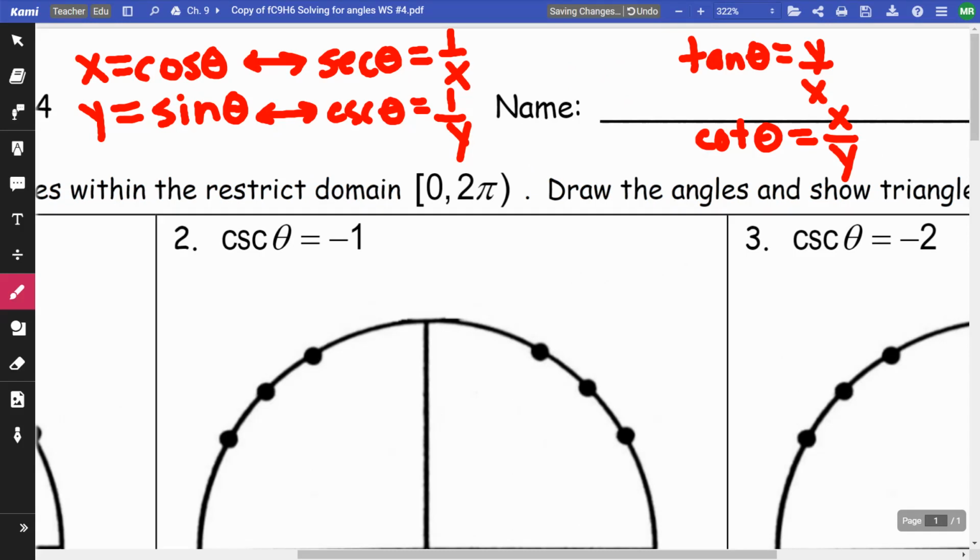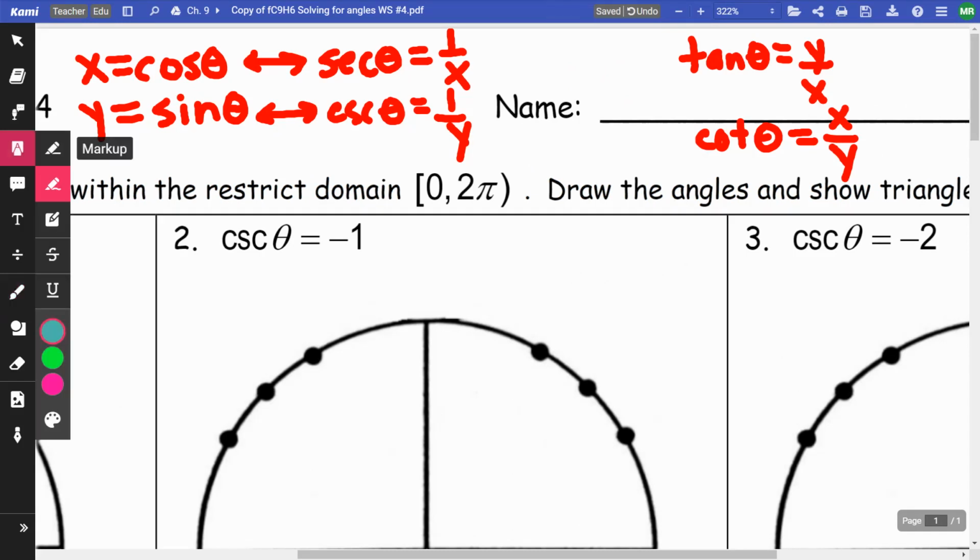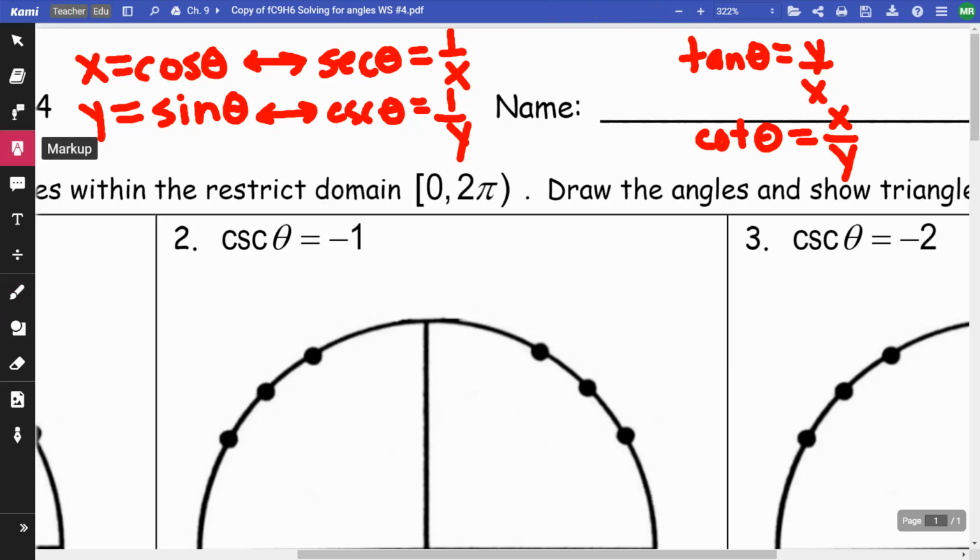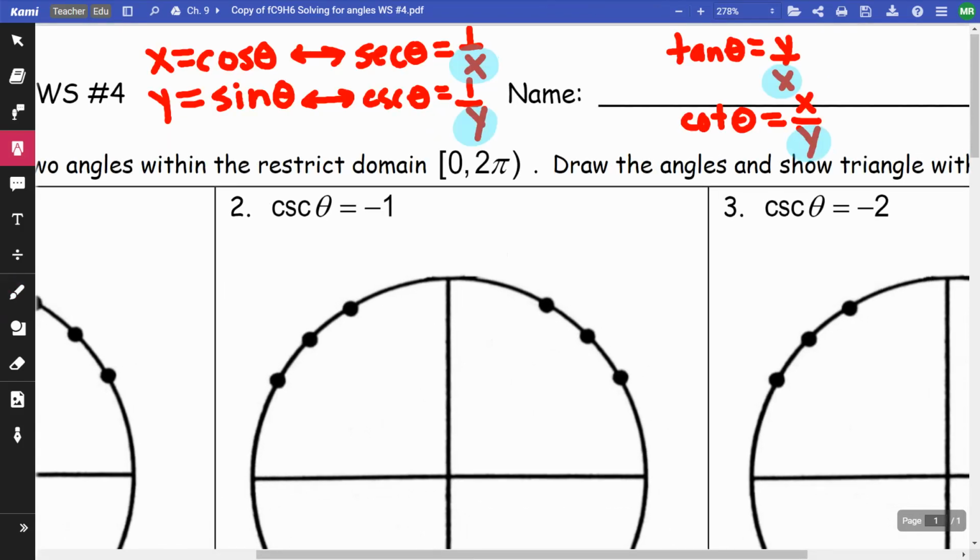So what you want to pay attention to is that when your denominator is 0, you will end up with an undefined situation. So you want to keep that in mind. You'll have an undefined situation for secant if your x is 0. You have an undefined situation for cosecant if your y is 0. You'll have an undefined situation for your tangent if your x is 0. You have an undefined situation for your cotangent if your y is 0.